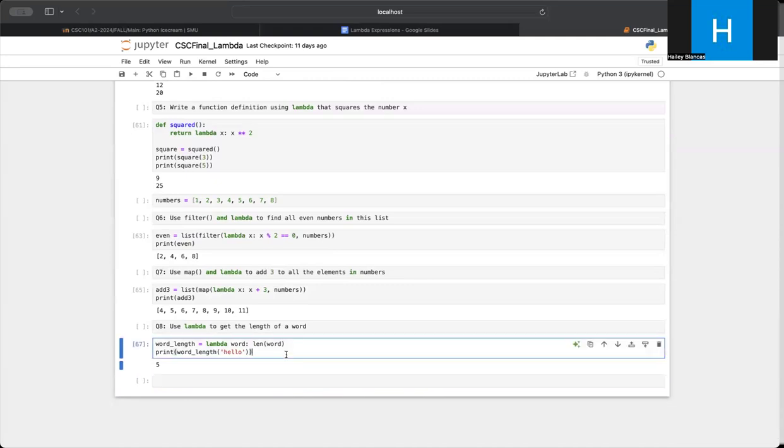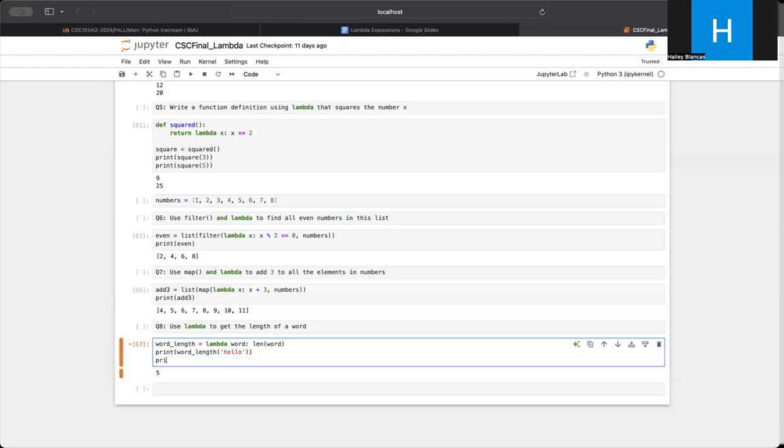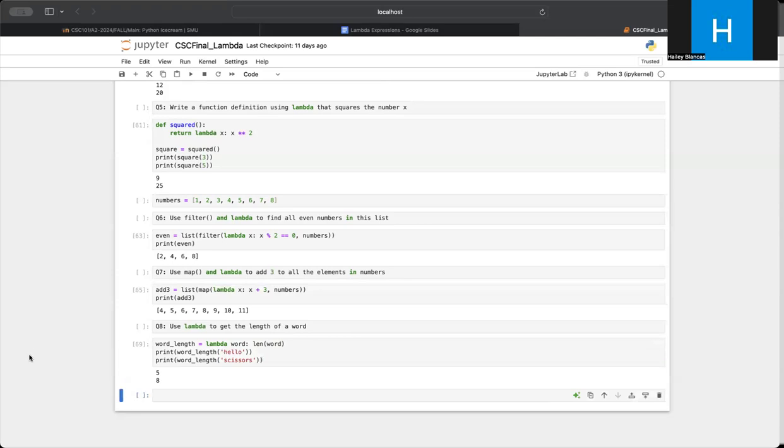Let's try this one more time. Print word length, and let's do scissors. Scissors contains 8 letters, and we got the number 8, so this function ran correctly.